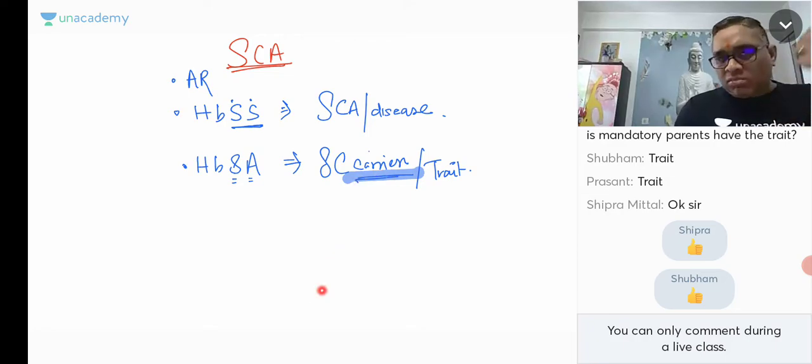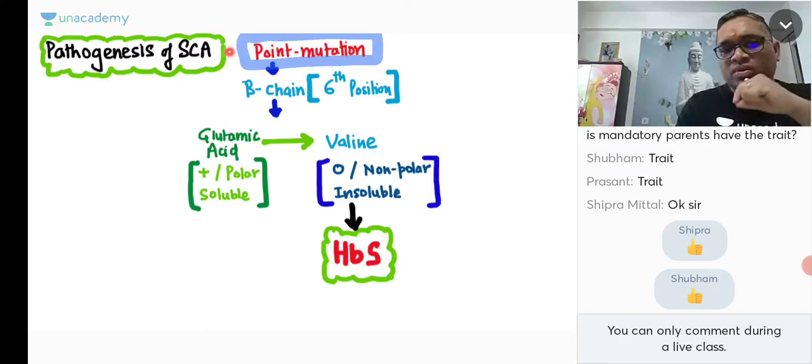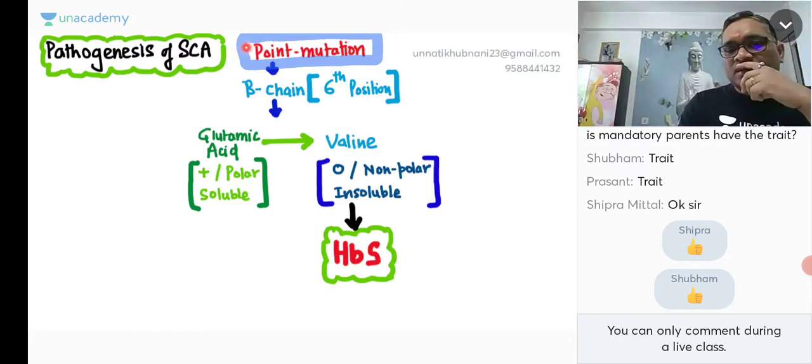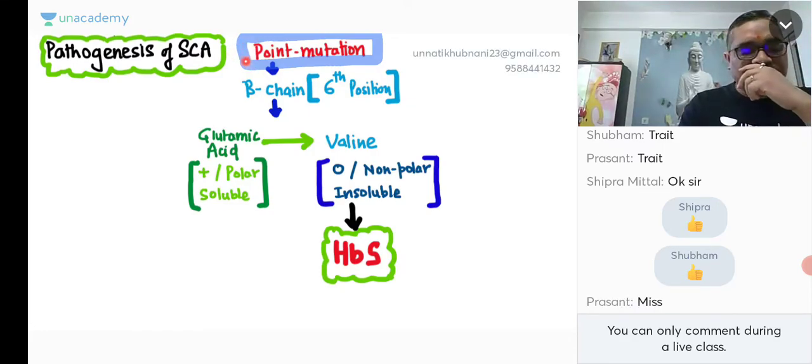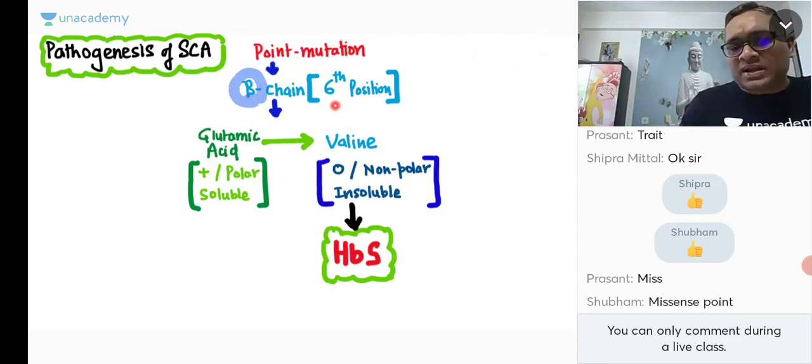Clear? Right. Now what is the problem in sickle cell anemia? If you look at the pathogenesis, it is the point mutation. Already I told you what kind of mutation you are seeing. Yeah, it's a missense type of point mutation. So why is it called missense point mutation? Because you can see the beta chain of hemoglobin, and in the beta chain also, position 6.